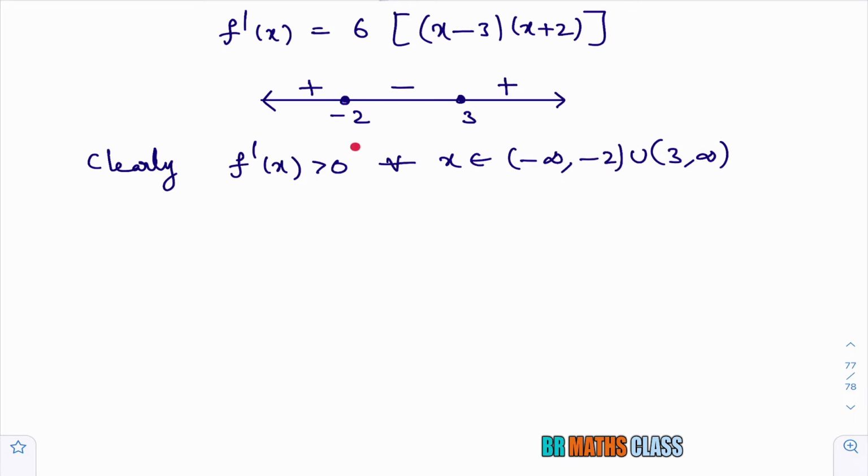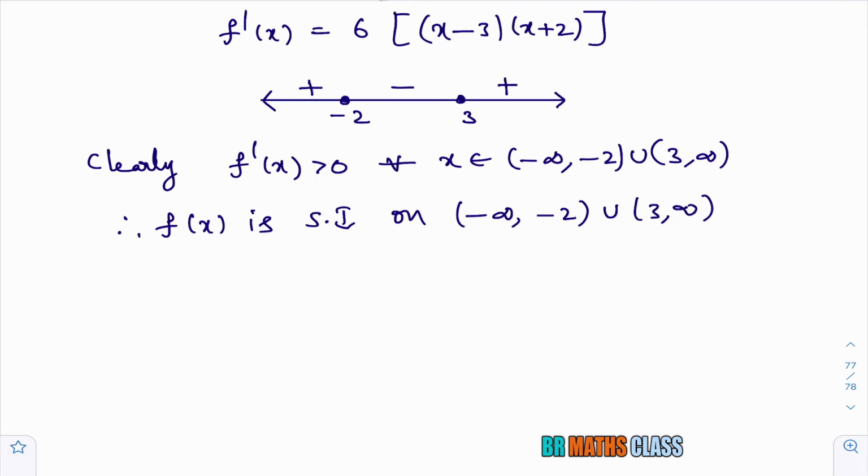So here f dash of x is greater than 0 whenever x is in this interval. As f dash of x is greater than 0 when x is in this interval, we can say that the function f of x is strictly increasing when x is in this interval. So f of x is strictly increasing on open interval minus infinity to minus 2 union 3 to infinity. I hope you are understanding.